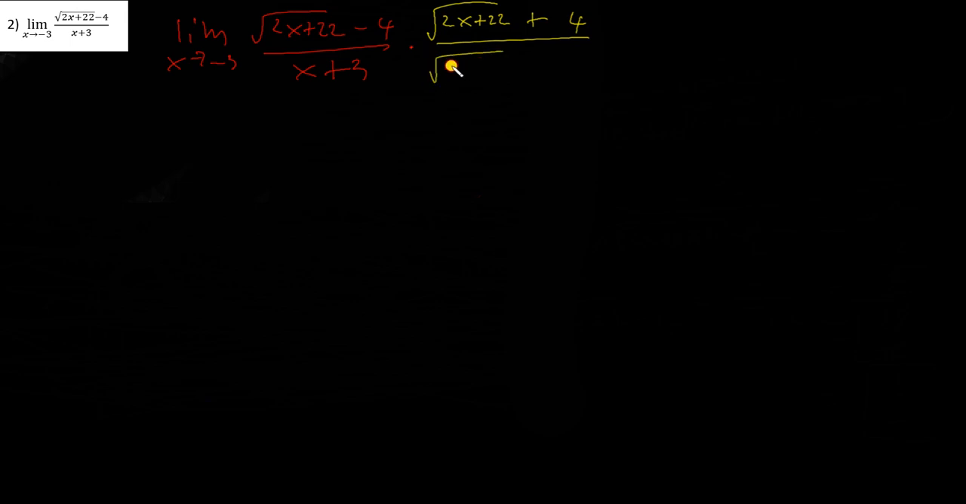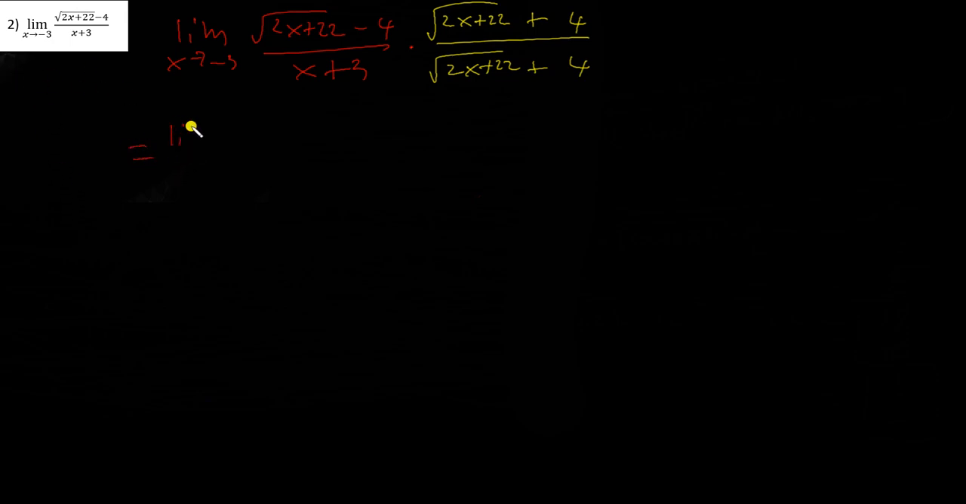We're going to take our limit as x approaches negative 3 of the square root of 2x plus 22, minus 4, over x plus 3. And then we're going to multiply it by its conjugate. Remember, the conjugate is just switching out the negative for a positive. Since I'm multiplying the top and the bottom by the same thing, it's basically the same as multiplying by 1, right? I'm not actually changing the value of the function at all.